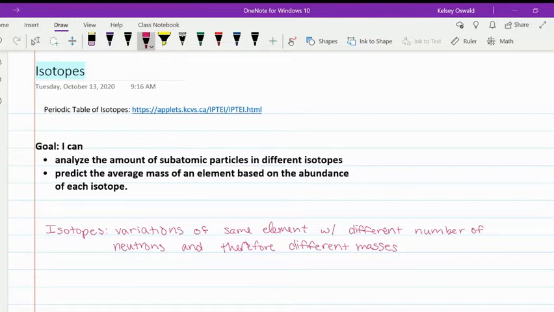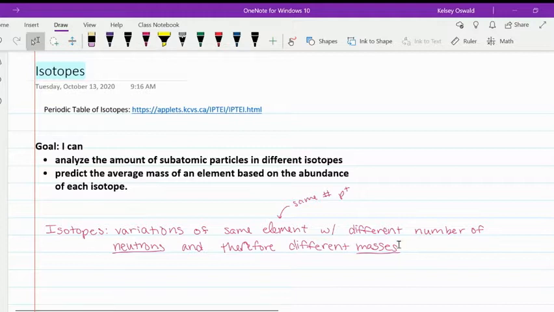So our goal for today is being able to analyze the amount of our subatomic particles in different isotopes and being able to predict the average mass of an element based on the abundance of each isotope. As a refresher from what we looked at in class, isotopes are variations of the same element. That means if we have the same element, we have the same number of protons. However, they are going to have different amounts of neutrons, and since they have different amounts of neutrons, that also means they have different masses.